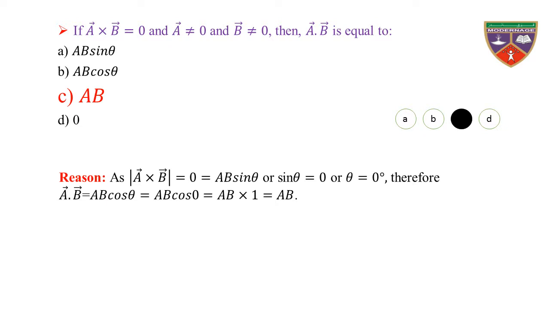Reason. As the magnitude of A cross B is equal to 0, which is equal to AB sin theta, or sin theta is equal to 0, or theta is equal to 0. Therefore, A dot B is equal to AB cos theta, and AB cos 0 is equal to AB times 1, which is equal to AB. Hence, A dot B is equal to AB.